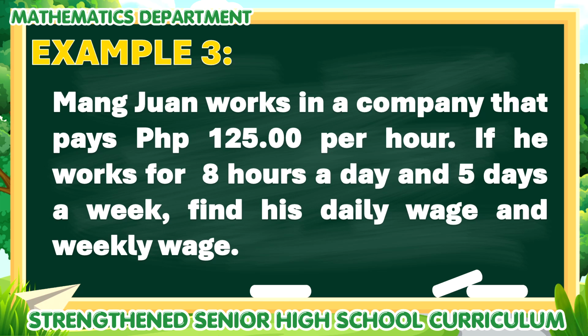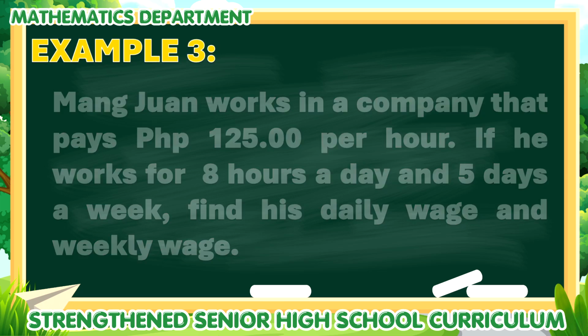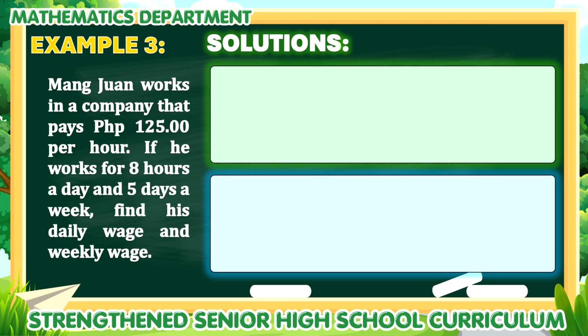Now this time, let's try to convert hourly rates to daily and weekly wages. For example, number 3, Mang Juan works in a company that pays 125 pesos per hour. If he works for 8 hours a day and 5 days a week, find his daily wage and weekly wage. To solve for the daily wage given our hourly rate, we will use the formula daily wage is equal to hourly rate times the number of hours working.